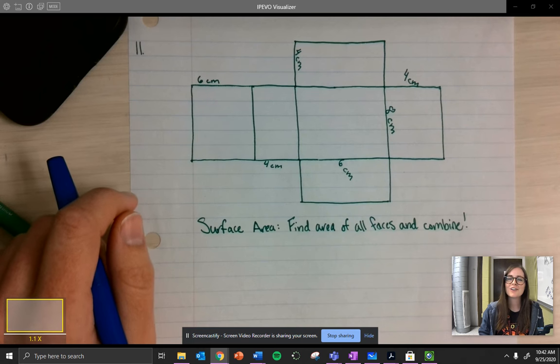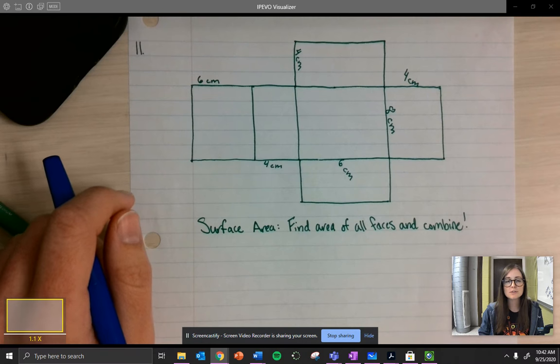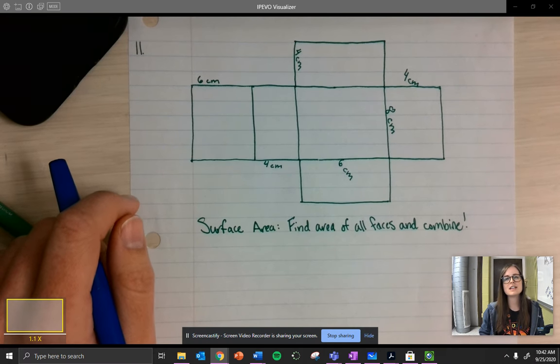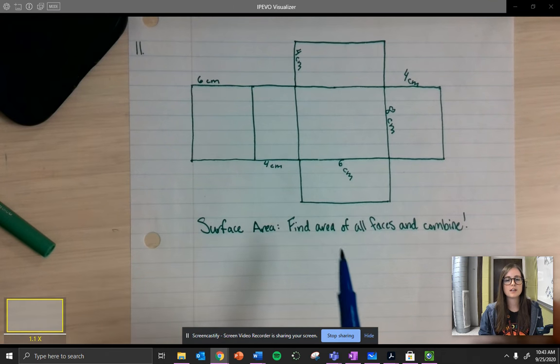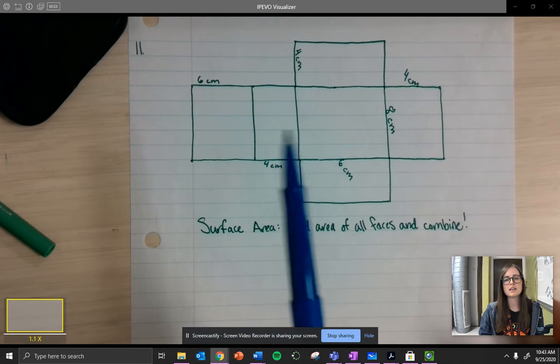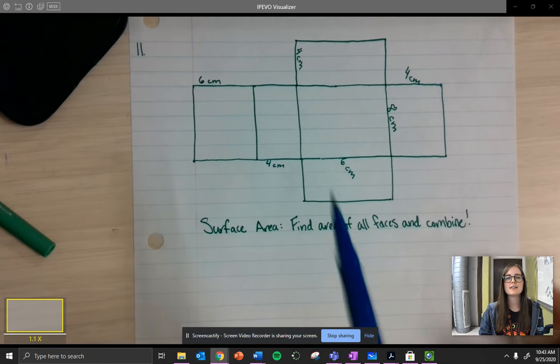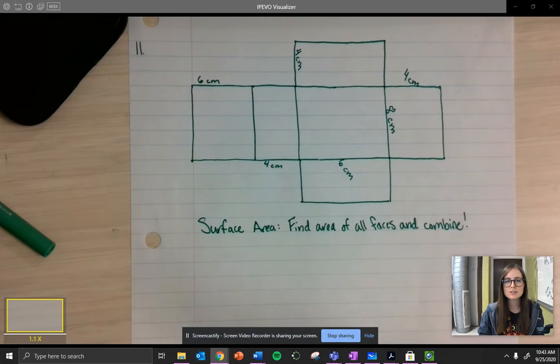All right, now we are on to number 11 of weekly review number 4, which is finding the surface area of a net of a rectangular prism. And you can think of a net as what the prism would look like if we unfolded all of its faces. And when I think of surface area, I like to think of finding the area of all the faces and then combining them. So we're going to think of this net here as 6 separate rectangles to make it a little bit easier when we're thinking of how to find the area of all of those faces.